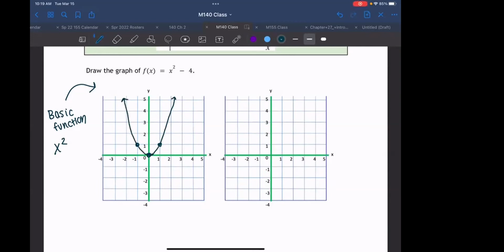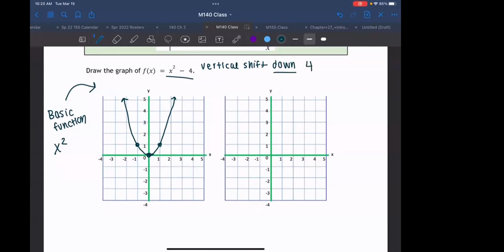Okay. So I just drew the original function. Let's go back to the question. We have x squared minus 4. So we know we're going to do some sort of vertical shift, and we're going to do this by 4. Do you think we're going to go up 4 or down 4? Down, right? Because 4 is negative. So because 4 is negative, we're going to go down 4 places.